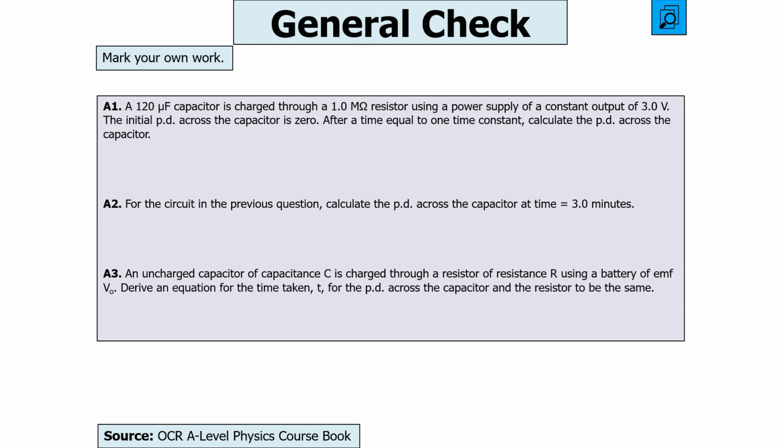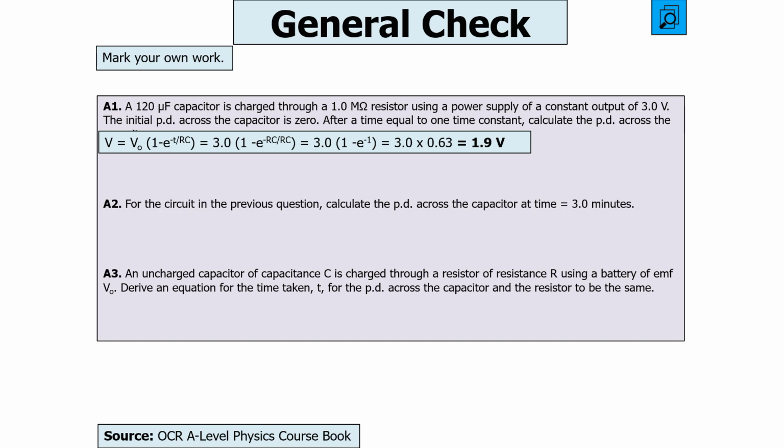Right, in this first one, we've got to use our equation for a charging capacitor. So we say that V equals V₀, which is the EMF, or the output of the power supply, multiplied by 1 minus e to the power minus t over RC. Now remember, RC is the time constant, so after 1 time constant, t is going to equal RC. So it's going to be RC over RC, which is going to cancel through to be 1. So therefore what we're going to get is 3 times 1 minus e to the power minus 1.